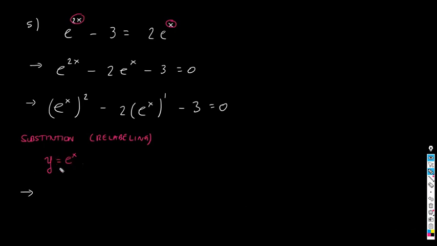With this substitution, this equation becomes e to the x squared. What is e to the x? It's y. Therefore, we have y squared. Can you see? Minus 2 times e to the x. What is e to the x? It's y. Minus 3 equals 0. And look at what you have now.